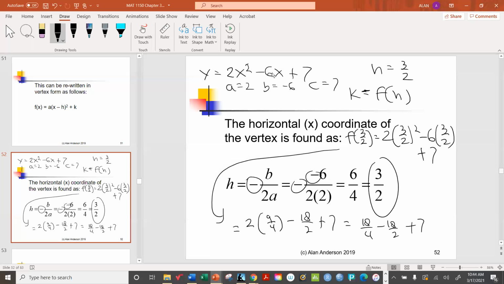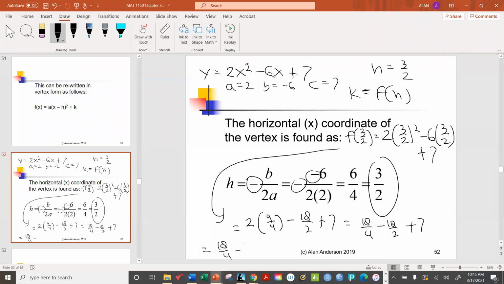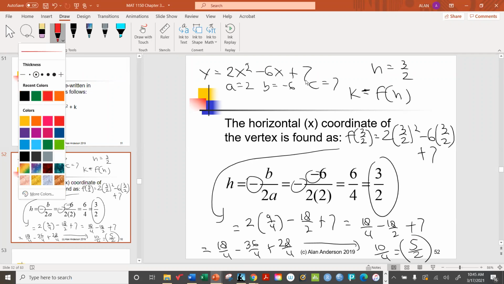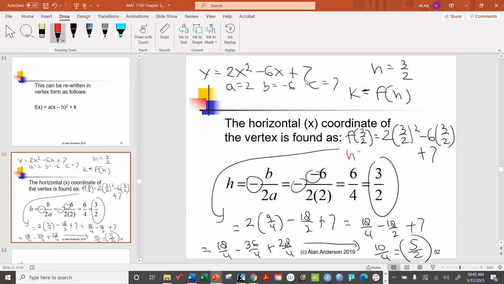Let's convert these all into quarters so that we have a common denominator. And so I'm going to have 10/4 or 5/2. This is K, by the way. So just to summarize, H is 3/2. The corresponding K is 5/2. So the vertex is the point 3/2, comma 5/2.